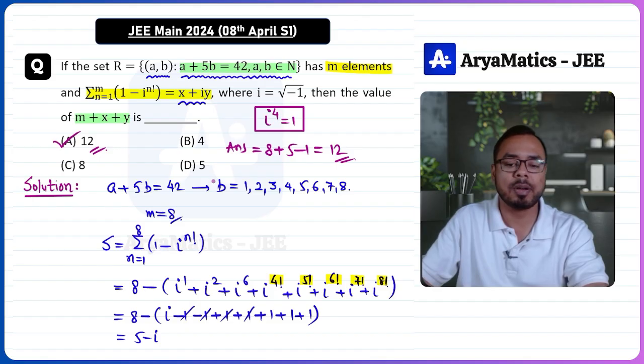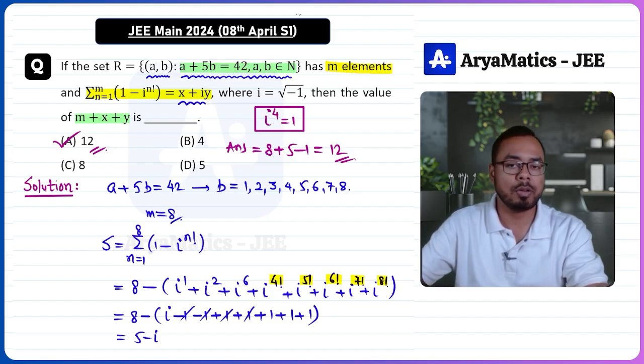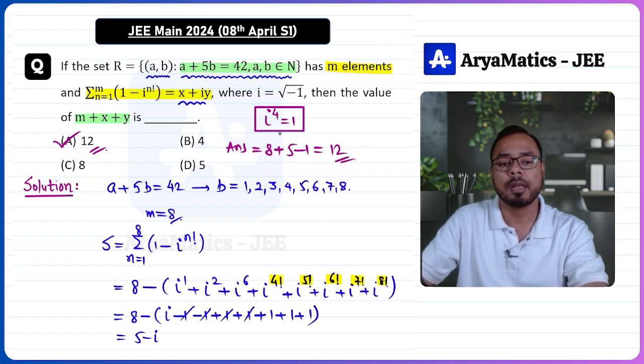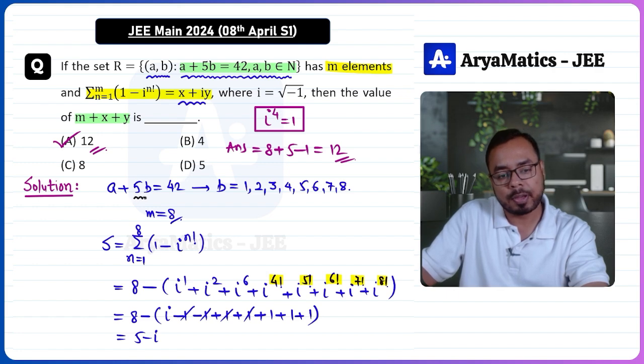This was a basic problem from this property of iota, that iota raised to any multiple of 4 is 1. And also, if I have to find the number of terms in this series, then start with different values of b, because b has coefficient 5.